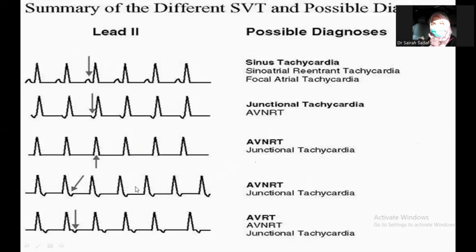Again, the P wave is coming here, appearing as a pseudo S. So it may appear like this. So it may be AVNRT, it may be junctional tachycardia. AVNRT means SVT. It may be SVT or it may be junctional tachycardia. Now again, the P wave is coming here. These arrows are indicating the presence of the P wave. Now it's maybe coming here after the QRS complex.